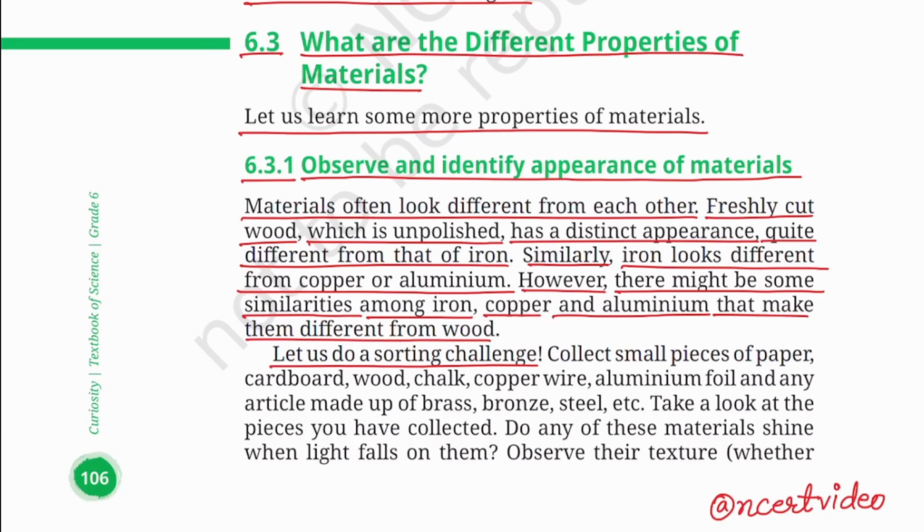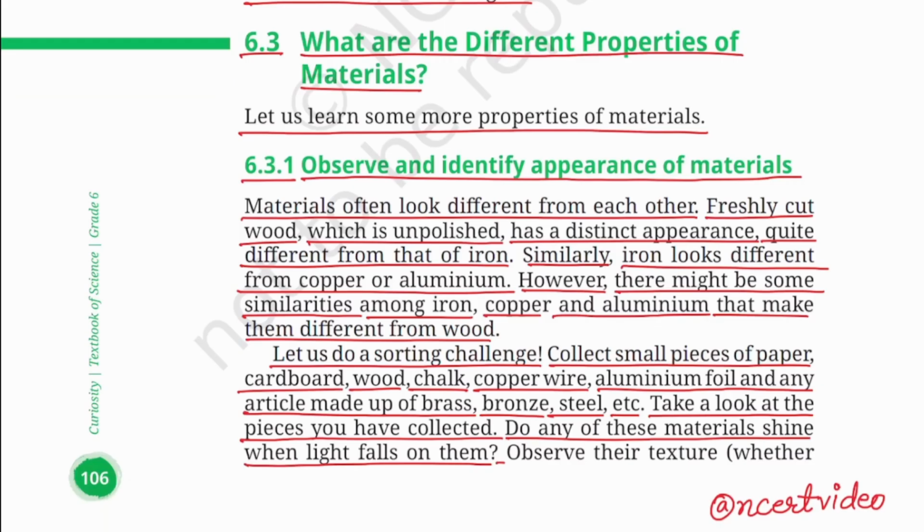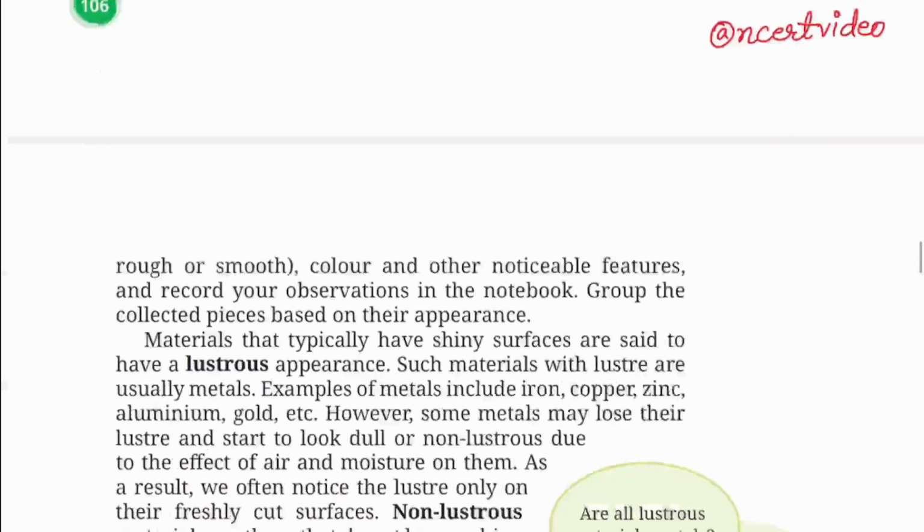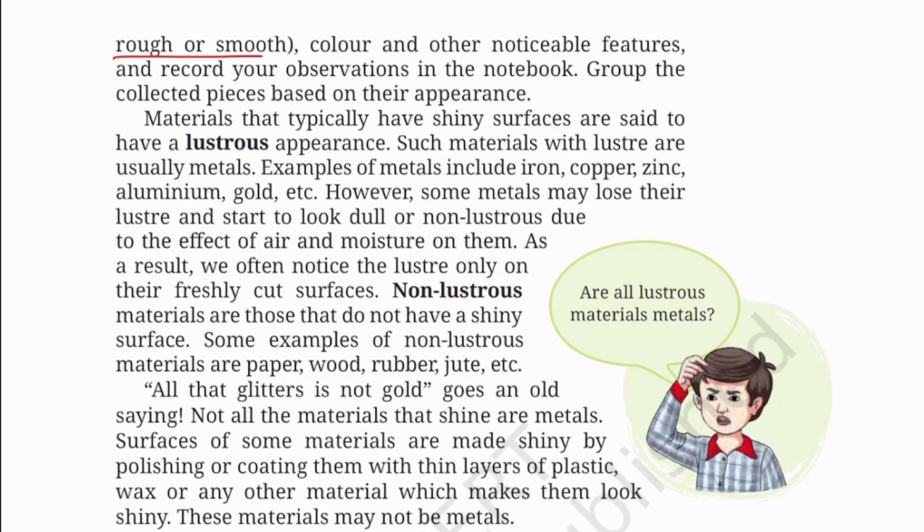Let us do a sorting challenge. Collect small pieces of paper, cardboard, wood, chalk, copper wire, aluminium foil, and any article made up of brass, bronze, steel, etc. Take a look at the pieces you have collected. Do any of these materials shine when light falls on them? Observe their texture, whether rough or smooth, color and other noticeable features, and record your observations in the notebook. Group the collected pieces based on their appearance.